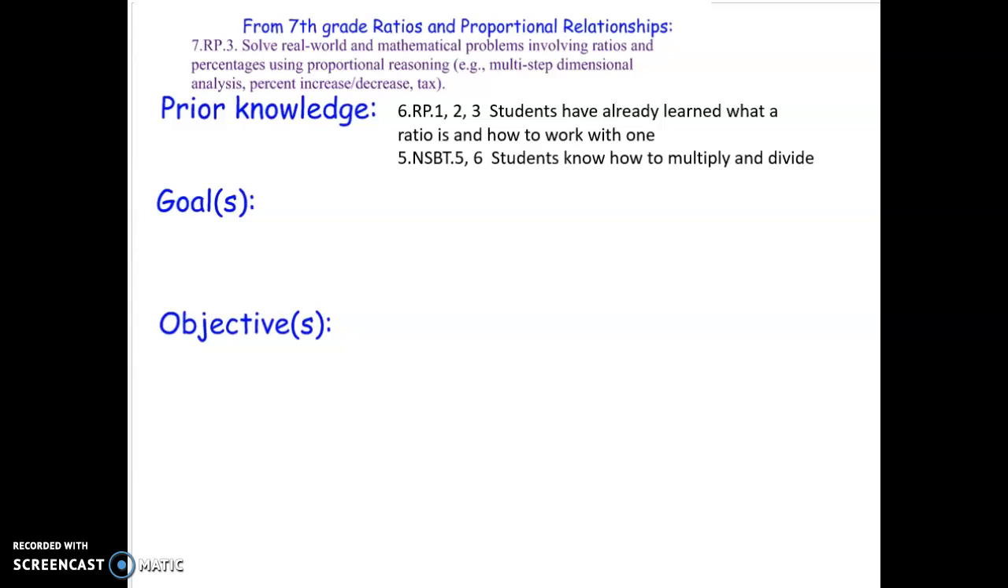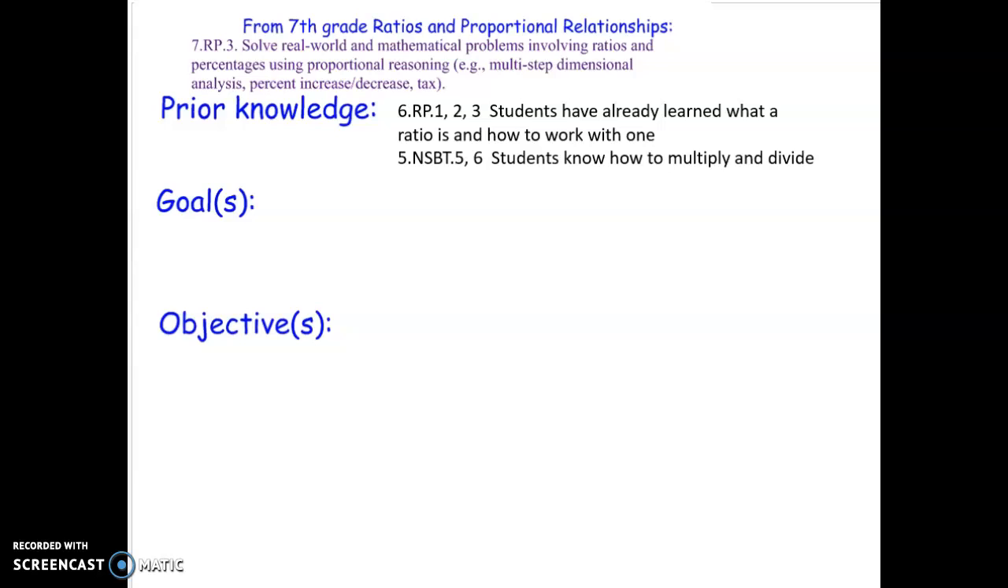From 5th grade, students should know how to multiply and divide. They worked on multiplication and division from 3rd grade to 5th grade. So hopefully by the time they get to you in 7th grade, that's a skill they're good at, but maybe not. Maybe that's something you're going to have to go back and practice for warm-ups or whatever.